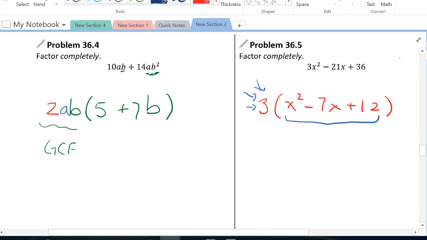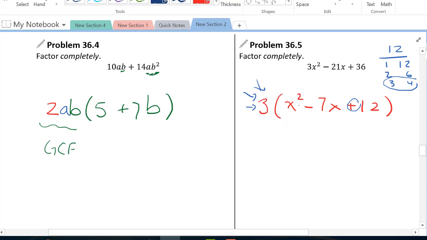So it'll be 1 times 12, which is 12. List factors of 12: 1 and 12, 2 and 6, 3 and 4, 6 and 2. Oh, well, 6 and 2, we have that already, actually. So that's it. Now, this is a plus, so that means I need a plus to make a negative 7. Which one of these plus gives me a 7? 3 and 4.